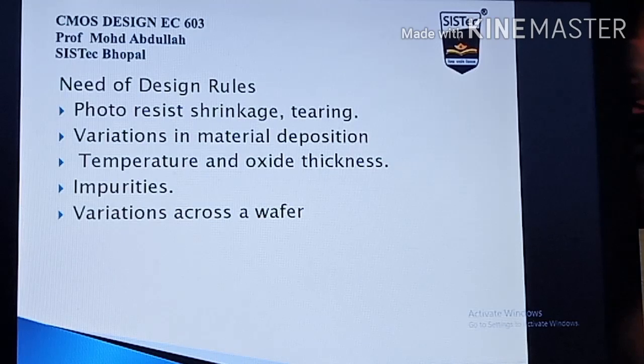Then the second factor can be the variation in the material deposition. Material deposition means that if you are going to deposit N-type material or P-type material, that is called material deposition. Even if you want to take out the interconnect, aluminum metallization is done, or where you have to do the wiring section, so we need a specified, defined area for designing the metallic contacts. Now the temperature and oxide thickness can be other factors.